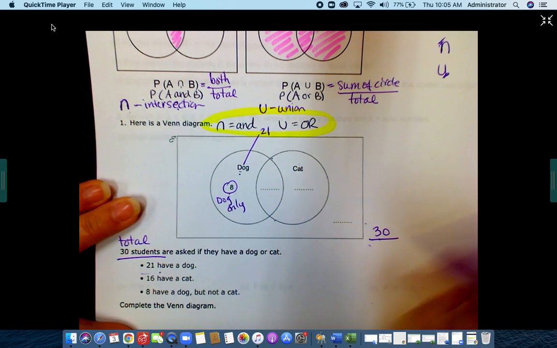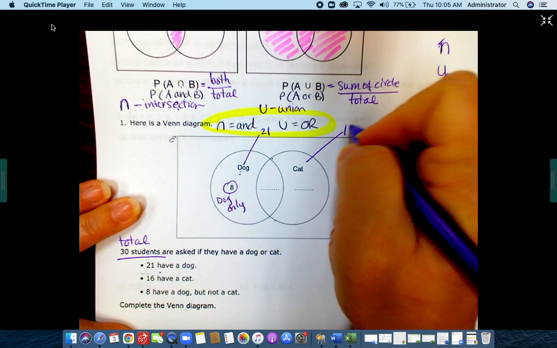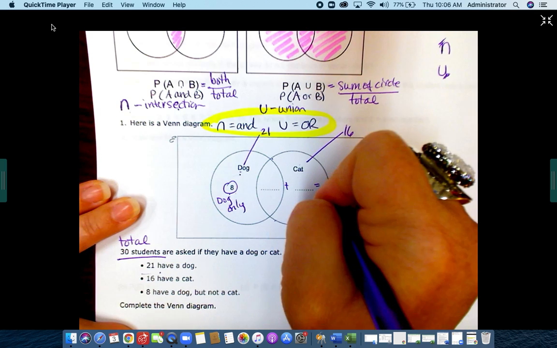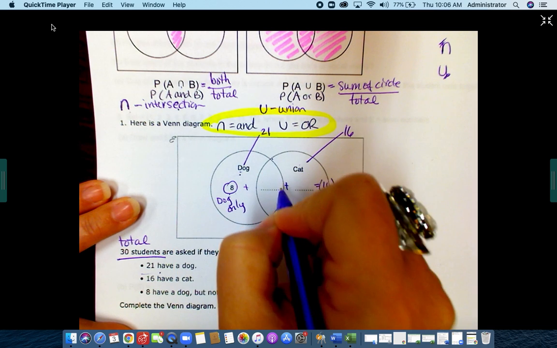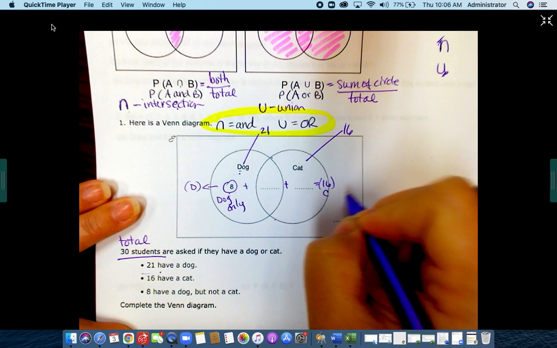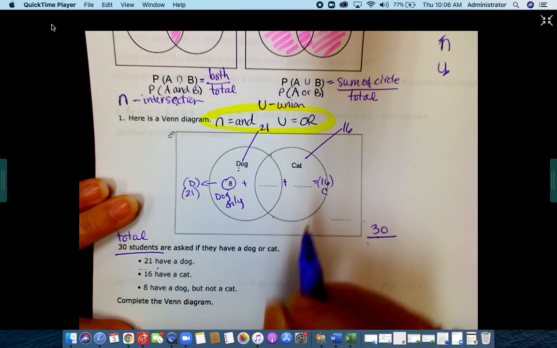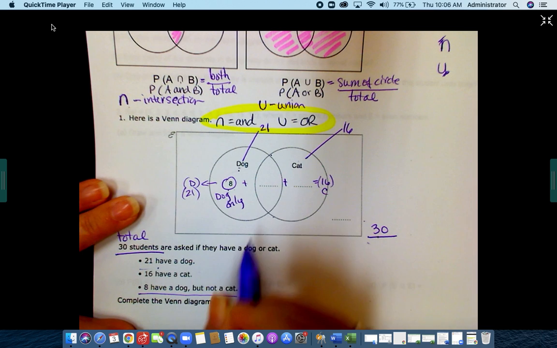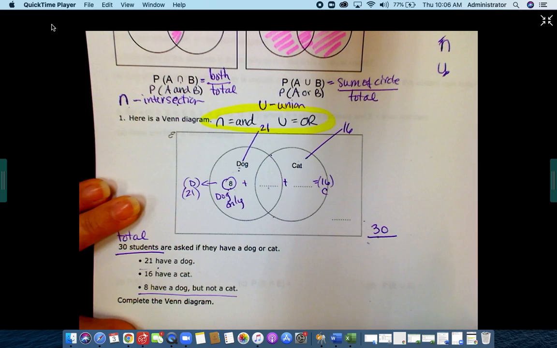They also say that 16 have a cat. Do not go put the 16 over here. Don't put it here. 16 have a cat. That means that these two numbers together add up to 16. And same over here, these two numbers will add up to dog, which was 21. So be cautious about that. Now they also say that 8 have a dog but not a cat. So that's what that 8 represented. 8 have a dog but they don't have a cat. And then you have to make sense of the rest.